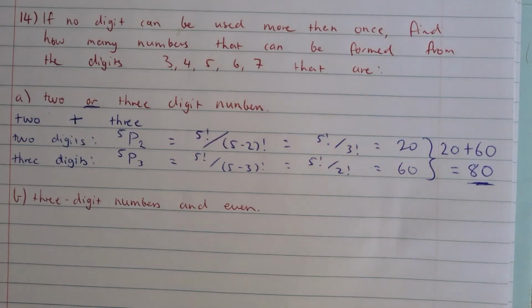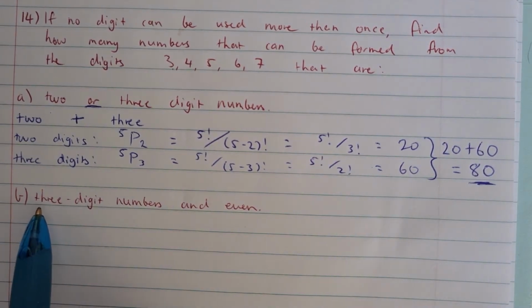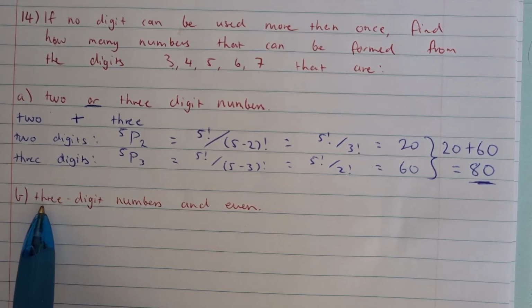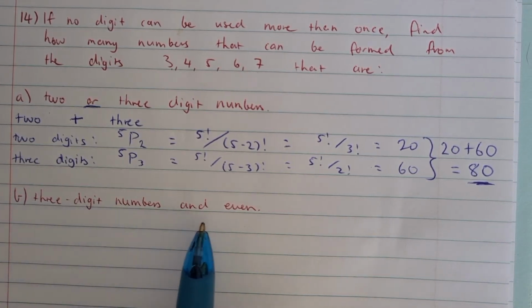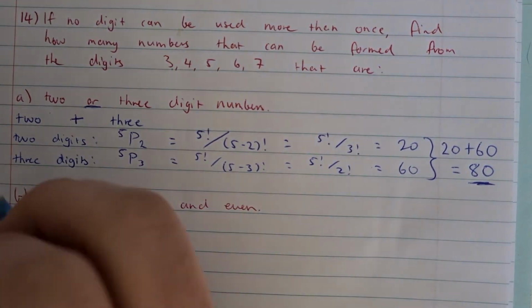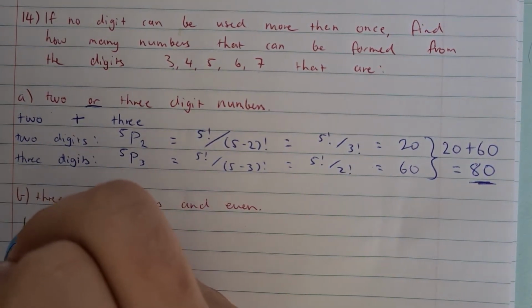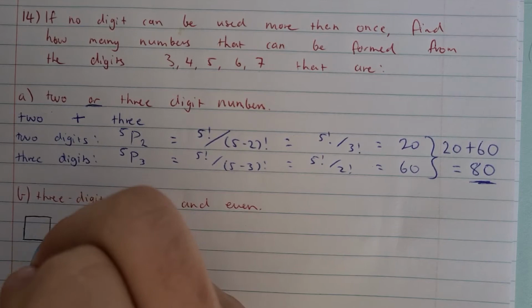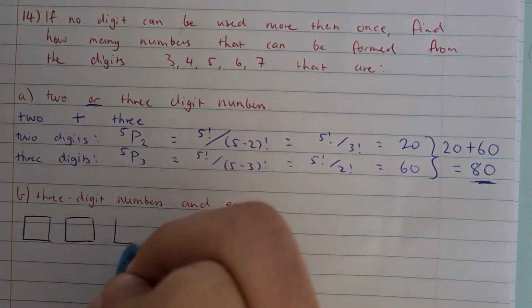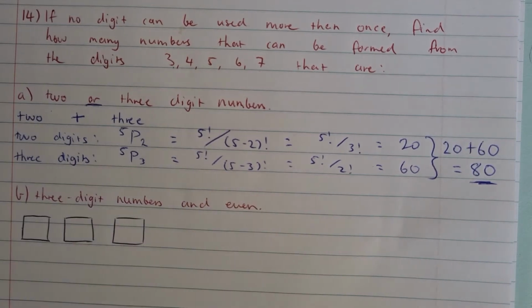Part B of this question asks us to find how many permutations there are if there are 3-digit numbers and they're even. So the logic behind this question is a little different to what we've done so far. Let's use a similar technique we've done a few times where we draw the boxes for the 3 numbers. I think this is going to help us understand what's going on.